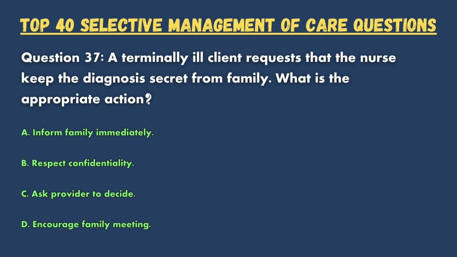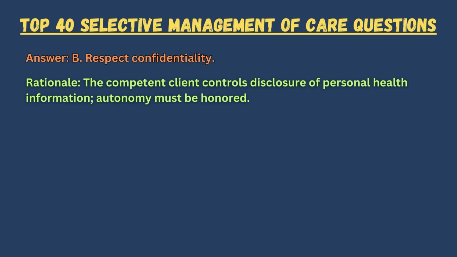Question 37. A terminally ill client requests that the nurse keep the diagnosis secret from family. What is the appropriate action? A. Inform family immediately. B. Respect confidentiality. C. Ask provider to decide. D. Encourage family meeting. Answer: B. Respect confidentiality. Rationale: the competent client controls disclosure of personal health information.